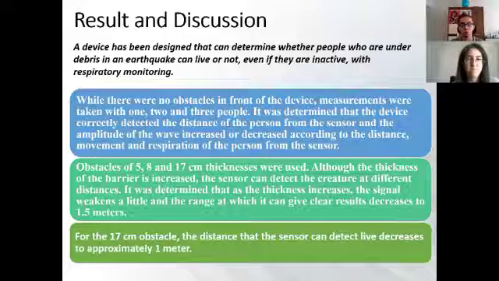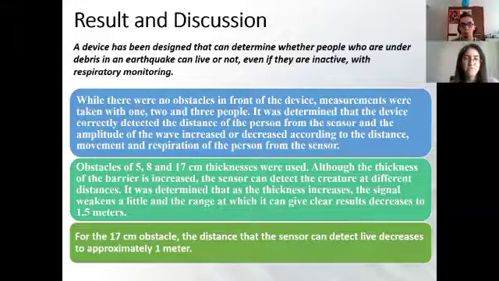Obstacles of 5, 8, and 17 cm thicknesses were used. Although the thickness of the barrier is increased, the sensor can detect the creature at different distances. It was determined that as thickness increases, the signal weakens a little and the range at which it can give clear results decreases to 1.5 meters. For the 17 centimeter obstacle, the distance that the sensor can detect decreases to approximately 1 meter.